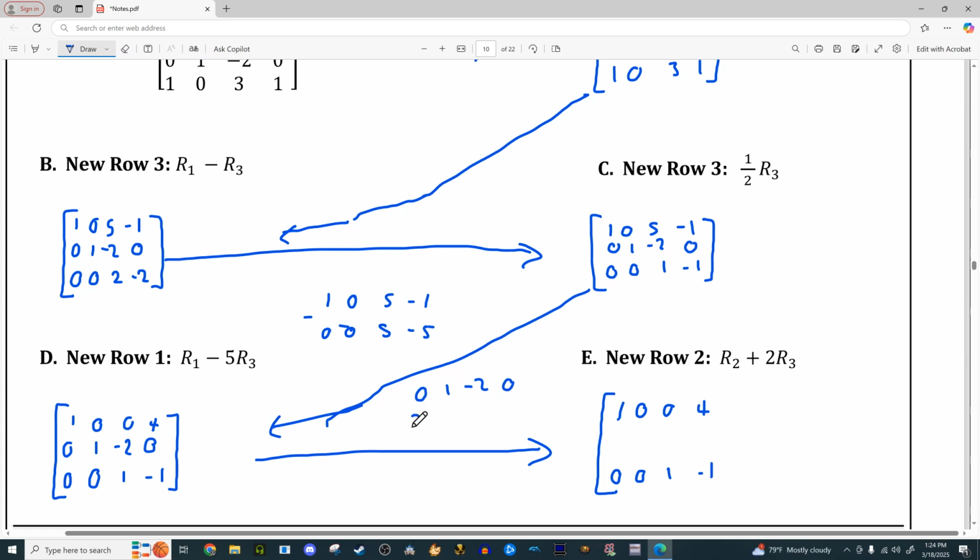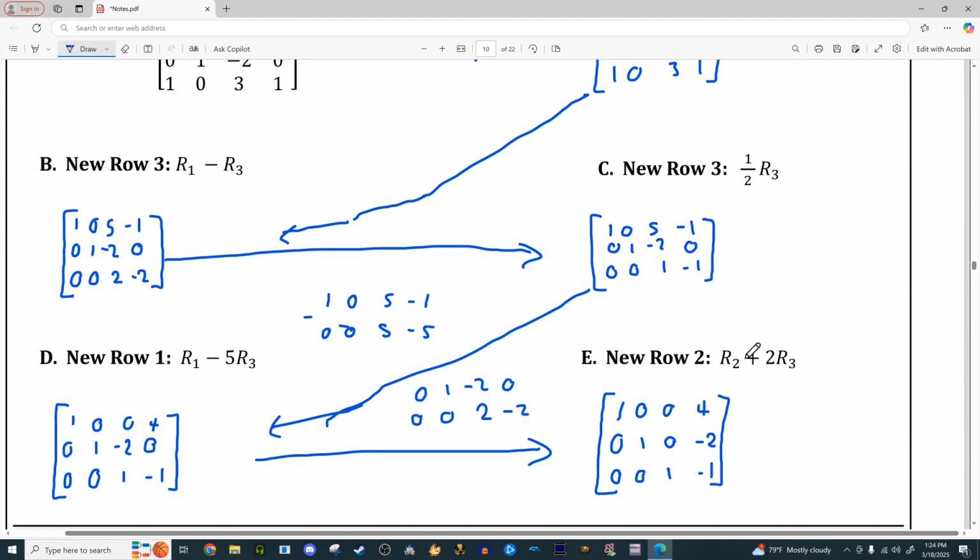So 2 times 0 is 0, 0. 2 times 1 is 2. 2 times negative 1 is negative 2. I'm doing row 2 plus 2 times row 3. 0 plus 0 is still 0. 1 plus 0 is 1. Negative 2 plus 2 is 0. And 0 plus negative 2 is negative 2.